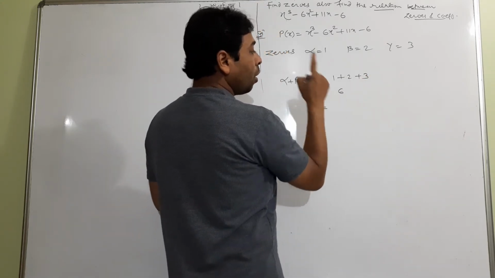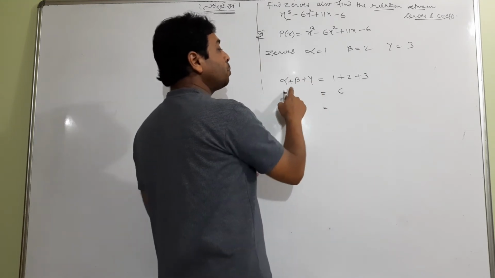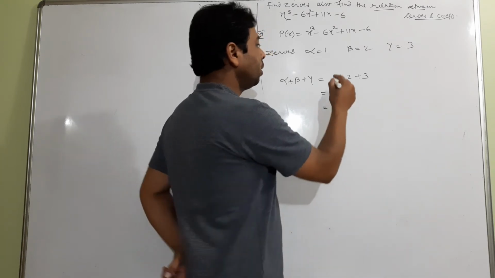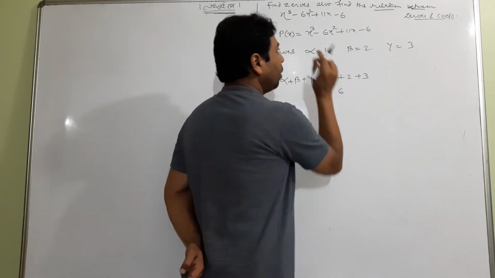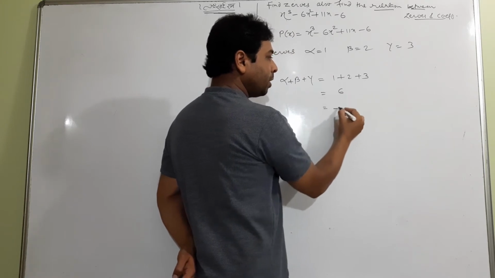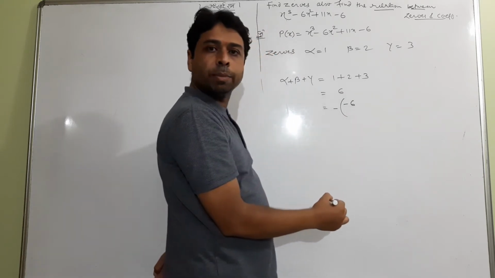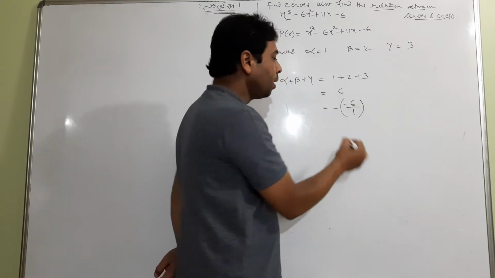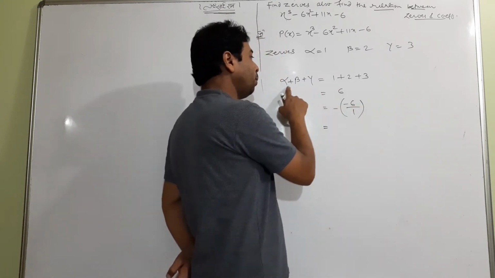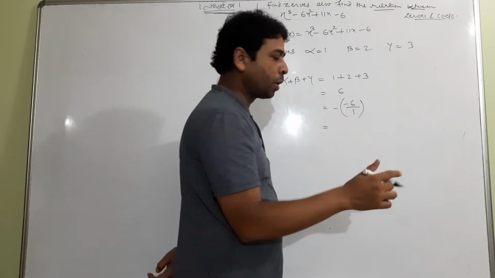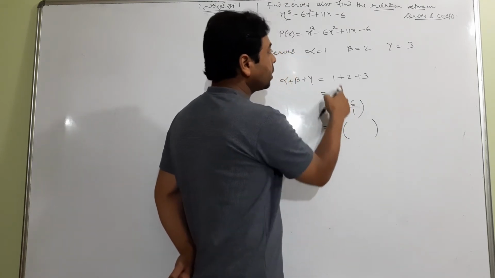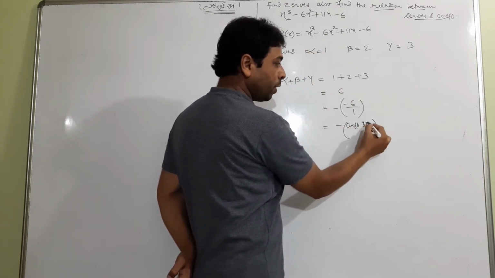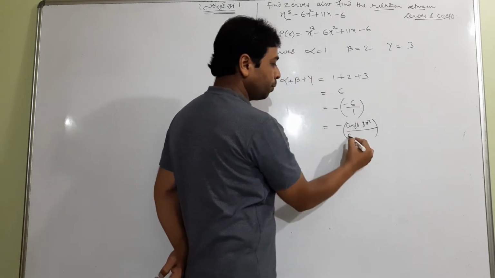Students, look, always remember alpha plus beta plus gamma comes negative. So it is a positive, so I'll make it negative. How? Look, I tell you. Minus of minus 6, because minus and minus will get plus, and upon 1. And again I want to say that alpha plus beta plus gamma is always negative. So minus 6 is the coefficient of x square. Look properly: coefficient of x square upon 1, which is the coefficient of x cube.